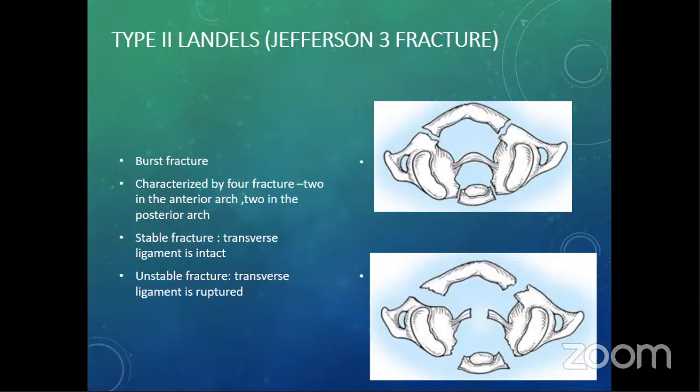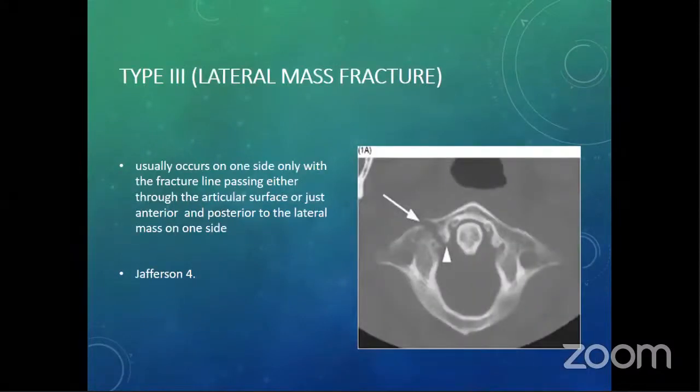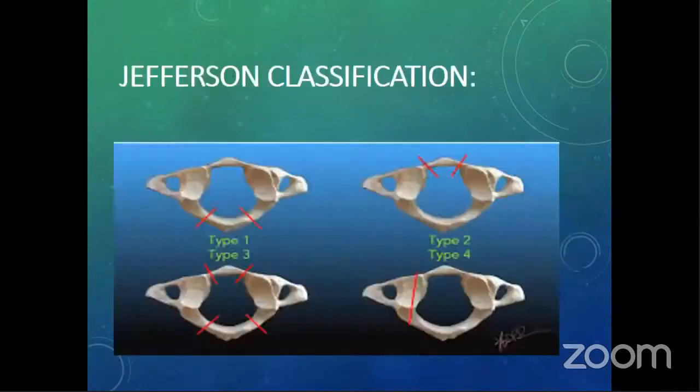Here you can see the difference in the illustration. In one illustration, the transverse ligament is intact, whereas in another picture, there is a tear of the transverse ligament. In type 3, the fracture usually occurs on one side only, with the fracture line passing either through the articular surface or just anterior and posterior to the lateral mass on one side. It is classified as the Jefferson 4 fracture. So this is the Jefferson classification.